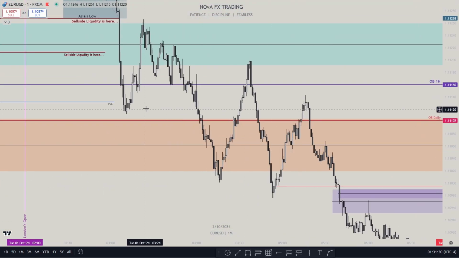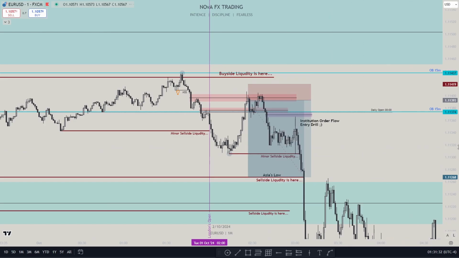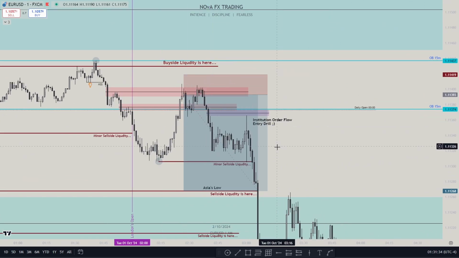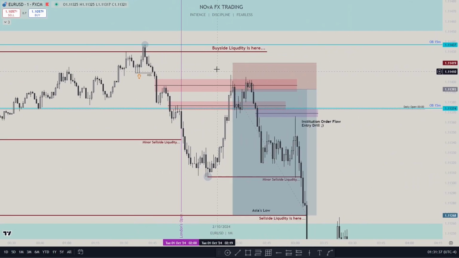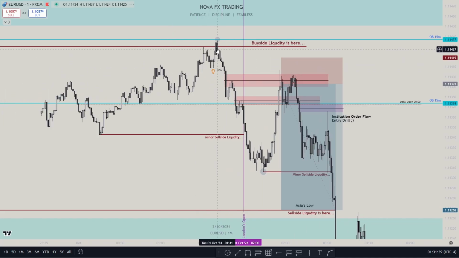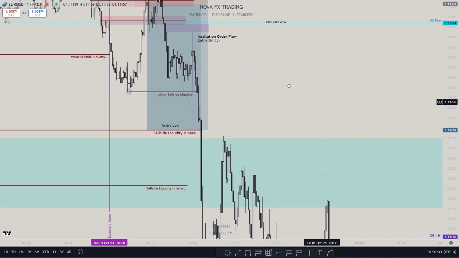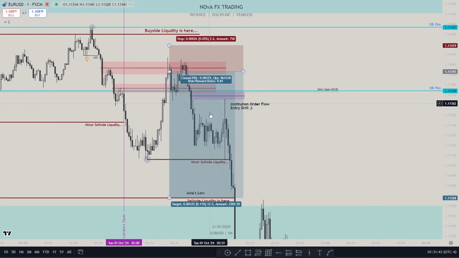The price was on the 1st of October, which was Tuesday, and yeah, we did the London session trade today. We did not go for New York. We just did the London, and we were pretty happy with this.